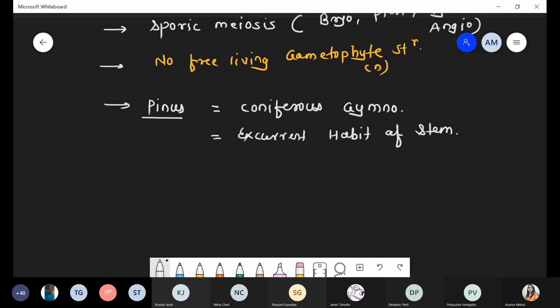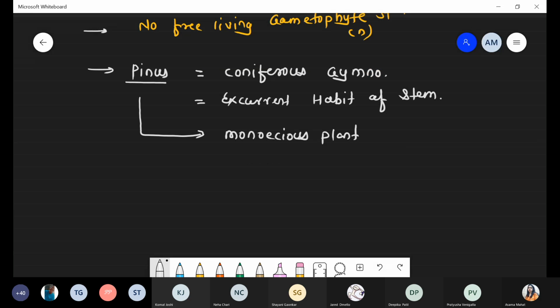Okay. Now next point, whenever we are talking about Pinus, it is an example of a monoecious plant. On this same plant, two cones develop, that is the female cone as well as the male cone. So we are talking about the same plant because Pinus is an example of monoecious, and there is a presence of cones.